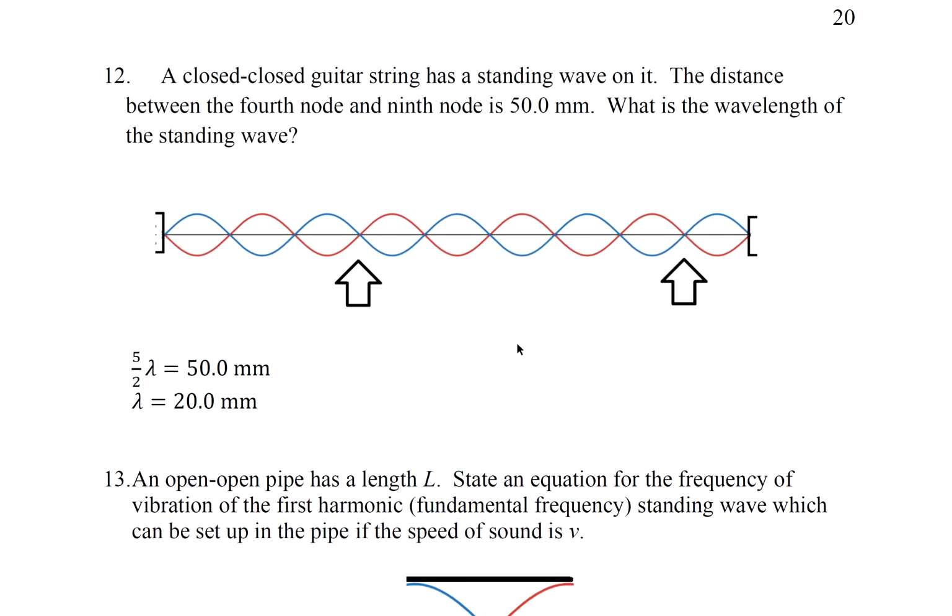Question 12, a closed guitar string has a standing wave on it. The distance between the 4th node and 9th node is 50 meters. What is the wavelength of the standing wave? So let's draw it out. That's what I did. I just drew it out.